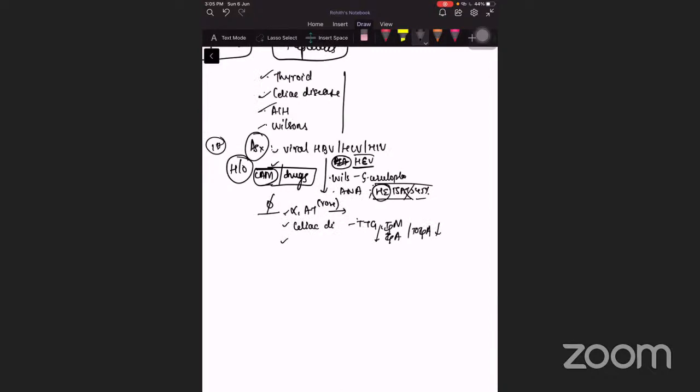So for alpha-1 antitrypsin deficiency, what investigation do you want to send? Baseline, to rule out, or to at least pick up. So you look for the protein electrophoresis, SPEP it's called. So you look at that. Okay, so that much you look for.